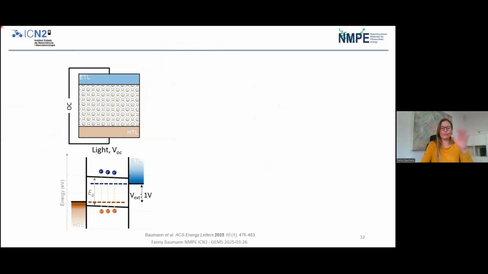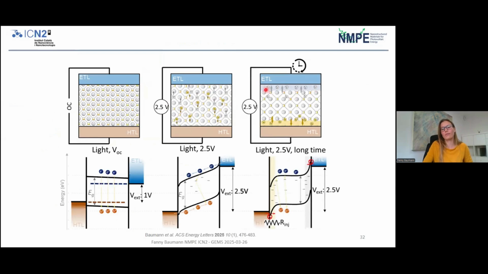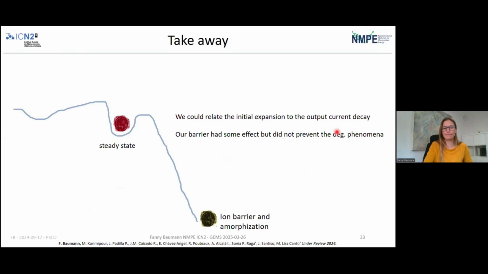To sum it up again in a graphic, we have our device, and in the expanded state, ions are more free to move. This eventually leads to barriers forming, and we no longer have a well-functioning device. And here we likely have a lot of irreversible degradation.